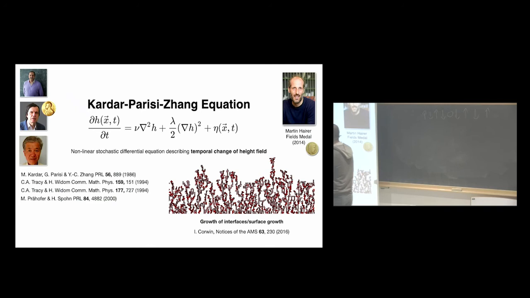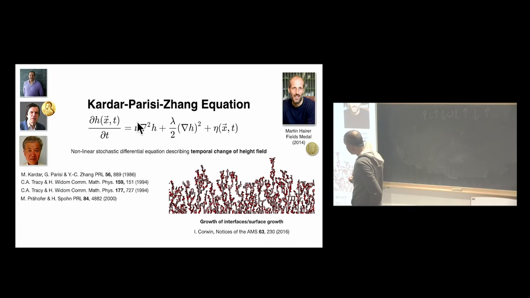You know, most of you probably know that this was introduced by Mehran Kardar, Giorgio Parisi, and Yi-Cheng Zhang in 1986 in the context of how height fields or surfaces grow, statistical physics effects. You will come to that. You just drop particles on a surface and you ask, how does the surface grow with time? And what you find is that you get this nonlinear stochastic partial differential equation for this height field. So this is the height field variable at position x at time t. This describes its growth rate.